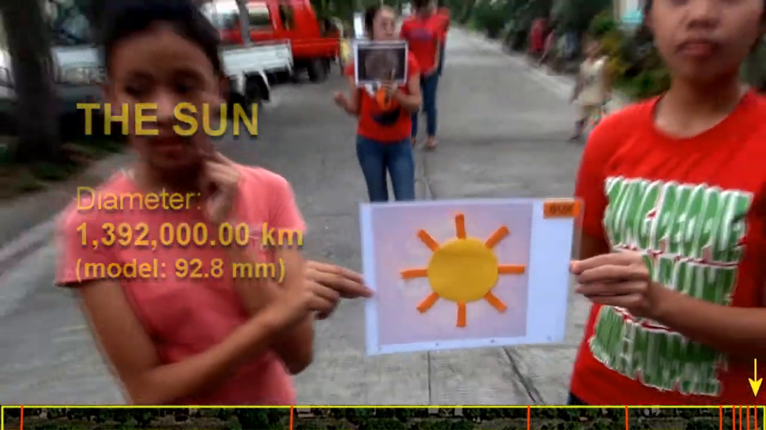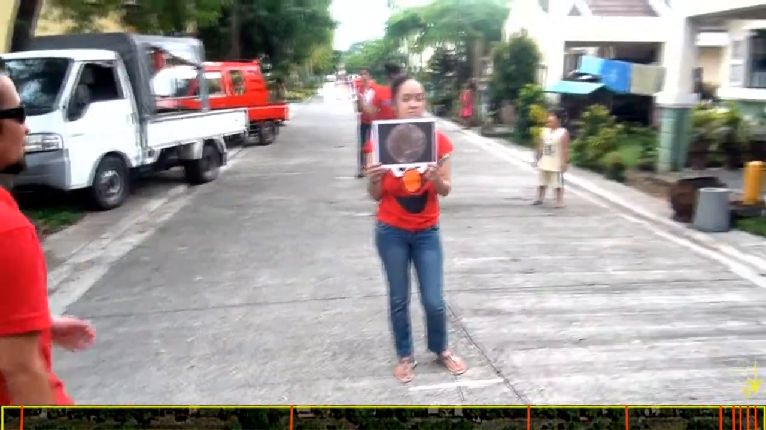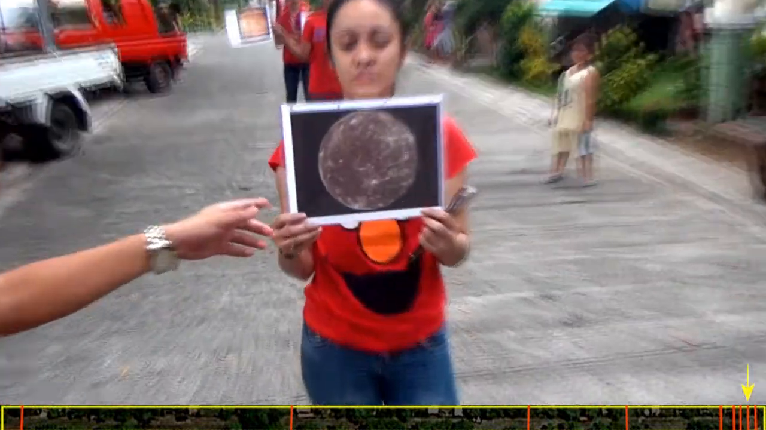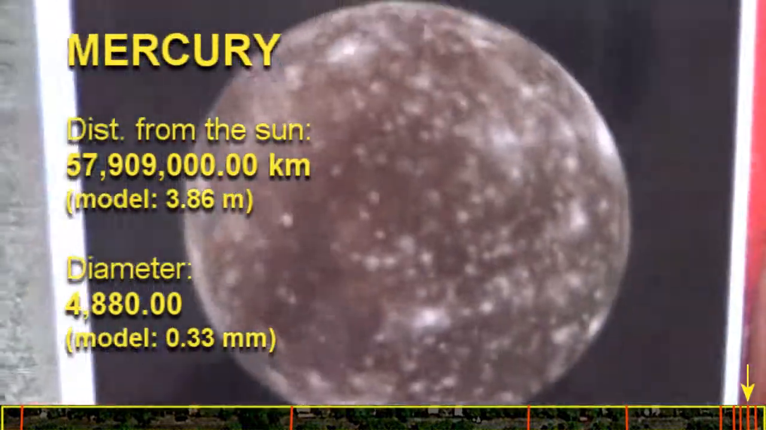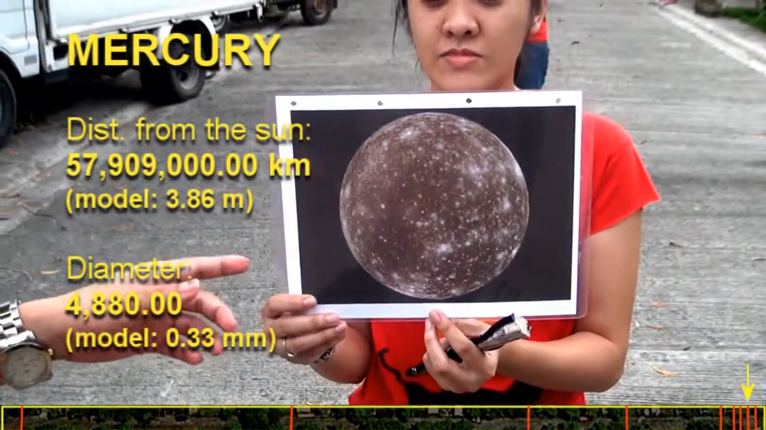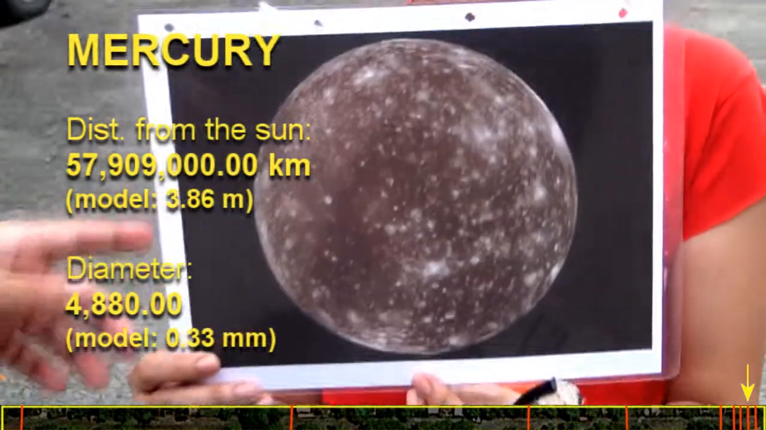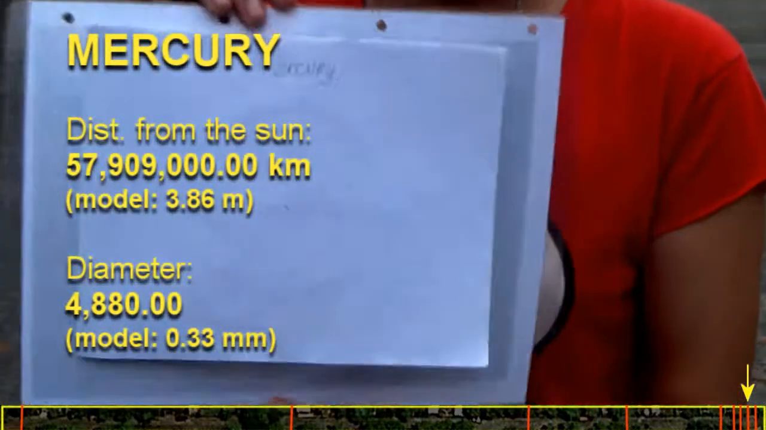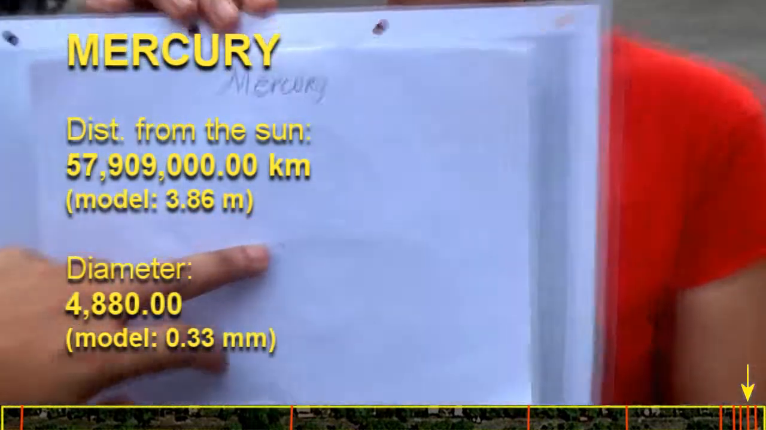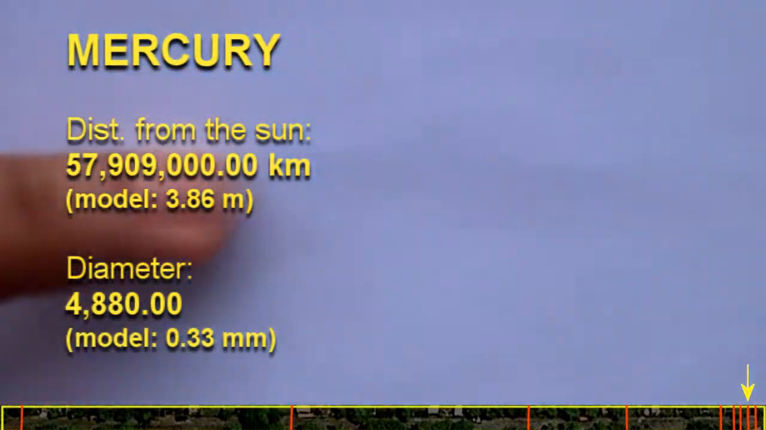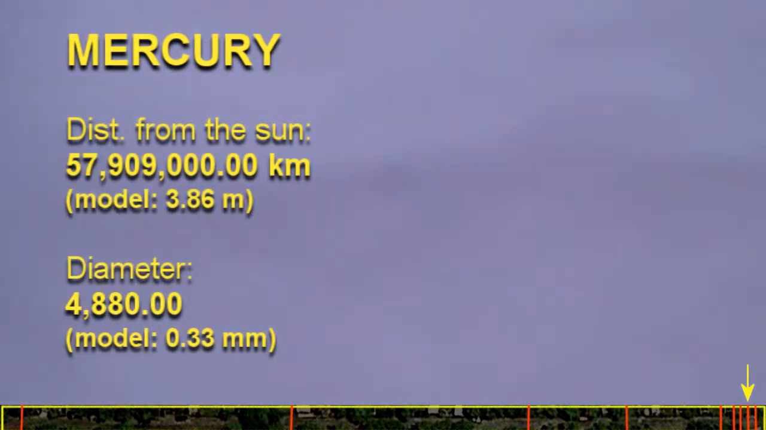So let's go to Mercury. Okay, so now we're at Mercury. But actually this is a picture of one of Jupiter's moons, Callisto, but it's a stand-in for Mercury. That's not the real size of Mercury. The size of Mercury at this scale is just 0.33 millimeters. Our camera is out of focus at the moment, but when it focuses, there it is. That is tiny, tiny Mercury.